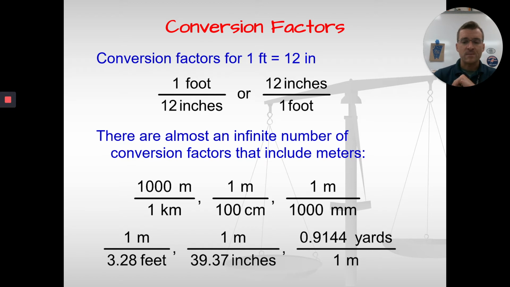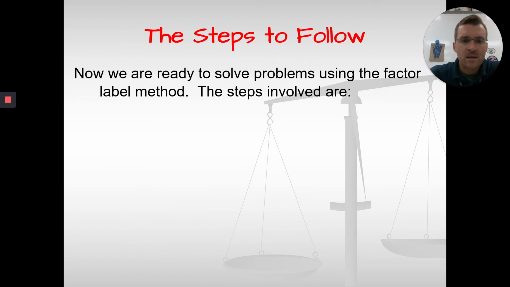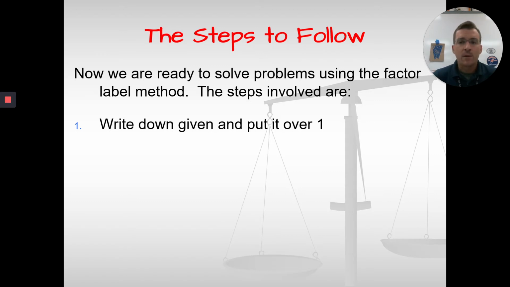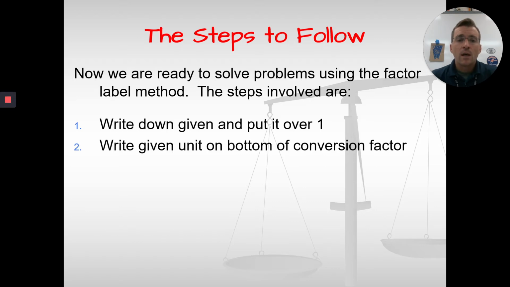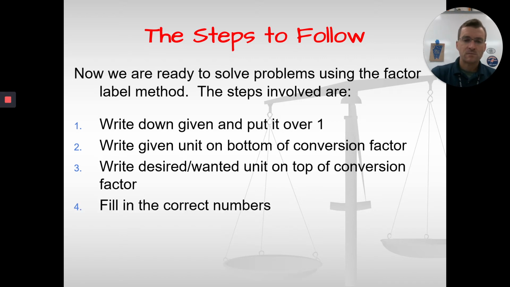All right, so let's talk steps here. This is what I would start writing down on page 29. Step number 1 is to write down our given amount and put it over 1. In other words, we're going to turn it into a fraction or a ratio. Then we're going to go ahead and set up our conversion factor. So we write our given unit on the bottom, because again, we want it to cancel out. Think of like x over x. That simplifies to 1. It cancels out. Then we write the new unit we want on the top of the conversion factor. Then we fill in with our numbers that, again, make our conversion factor true.